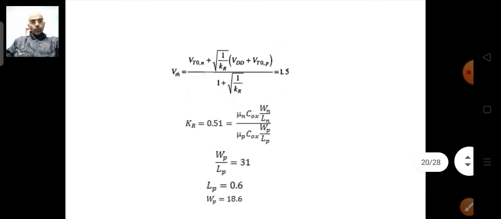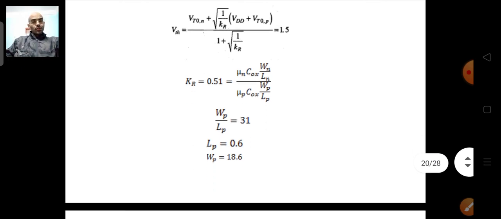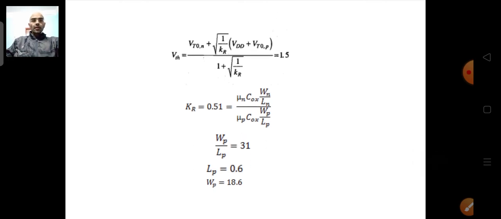Now the third constraint is also given. With the help of this third constraint, we will find our W by L of the PMOS.